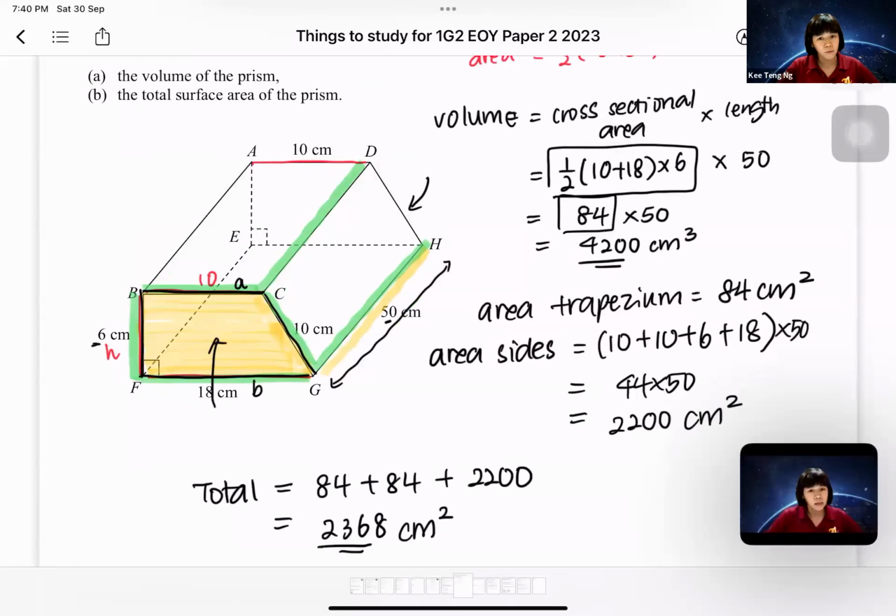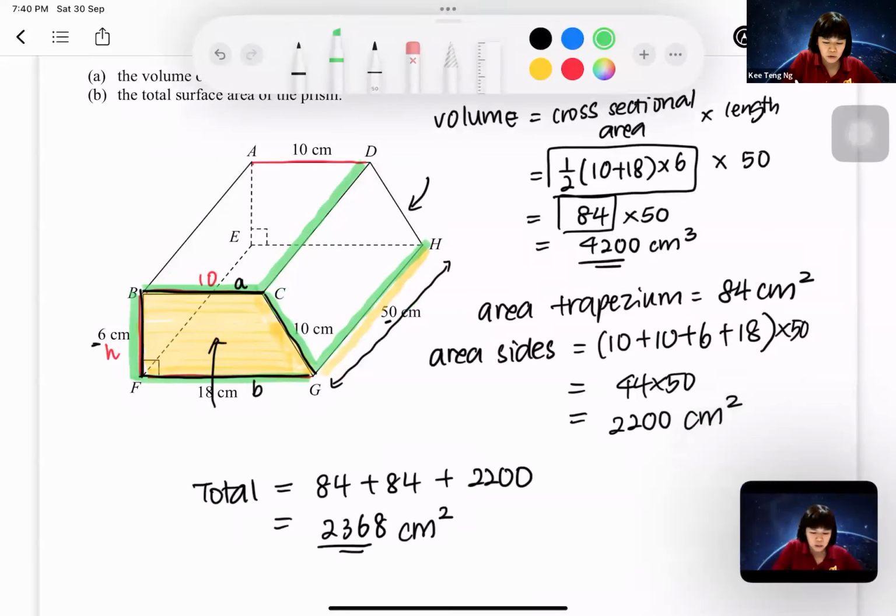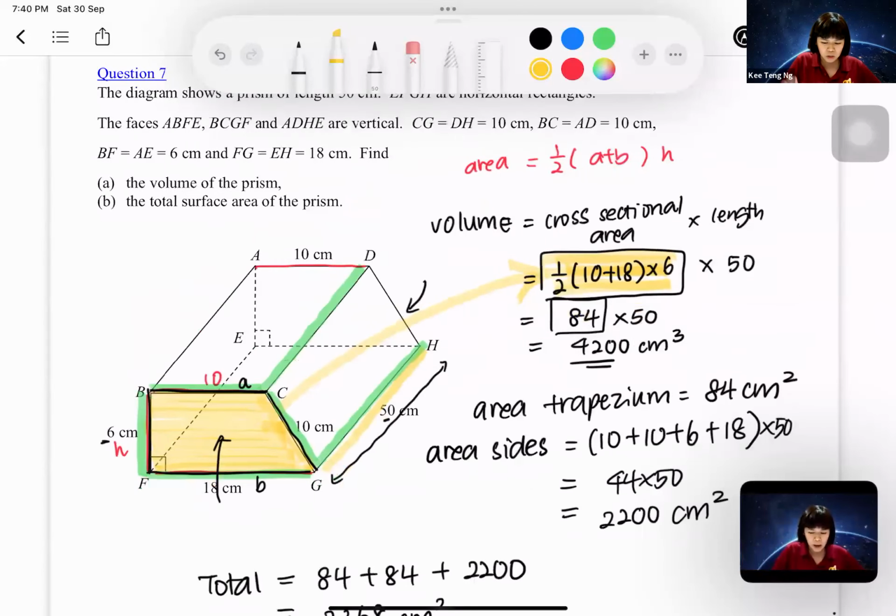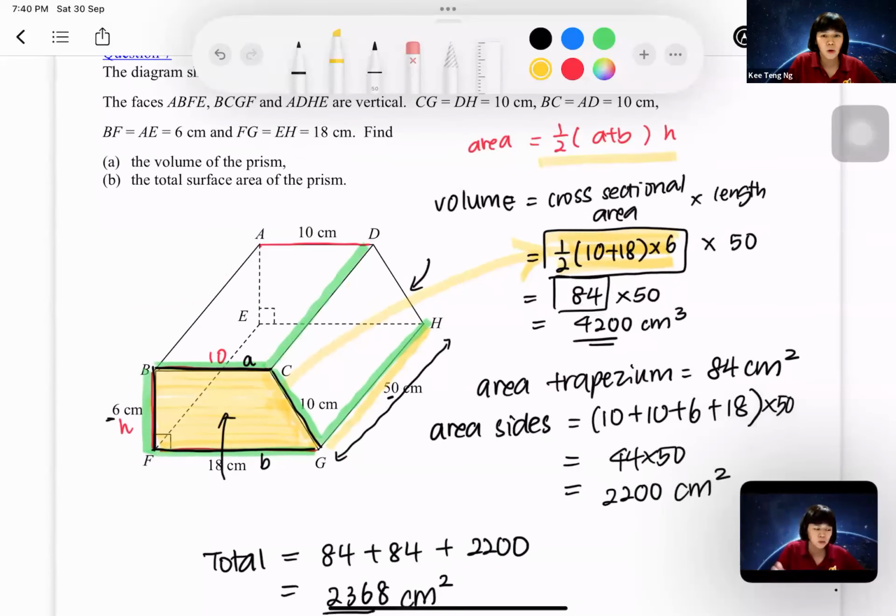Okay, so then I will explain again. First, we find the cross-section area. The cross-section area is the one in yellow color, right? This one is my cross-section area. So a cross-section area is the area of the trapezium. So half (A plus B) times H. So this one is the area of trapezium. This one need to memorize. It will not be given. Then you slice it from the top down, right? You get 50 pieces. So you multiply it to the length to get the volume.